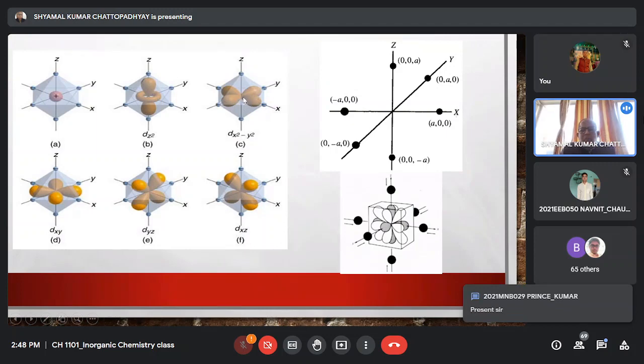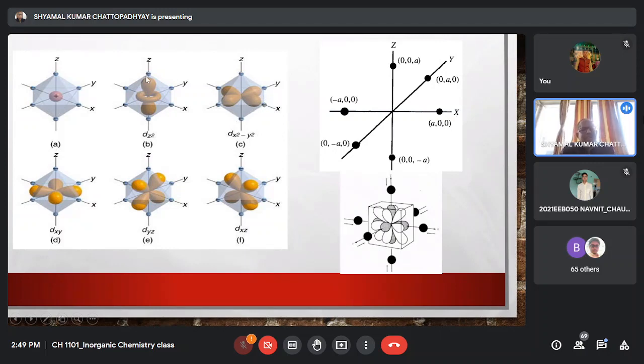the x and y axis, you see each of these lobes directly faces one ligand. This lobe faces the positive direction of the x-axis, this lobe faces the negative direction of the x-axis, this lobe faces the positive direction of the y-axis, this lobe faces the negative direction of the y-axis. So each of these four lobes frontally approaches one of the ligands situated along the Cartesian axis.